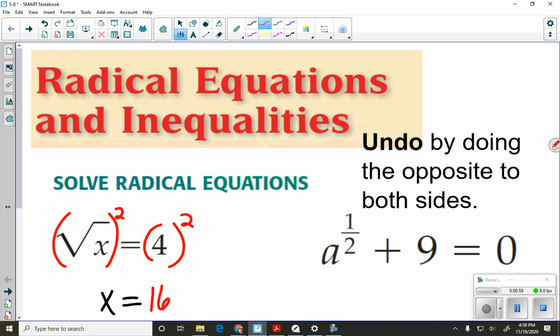Now, you don't have to worry about negatives because you're squaring it. A negative times a negative is back to positive. So you only get one answer, so don't worry about that.